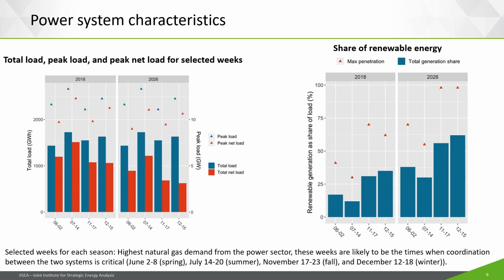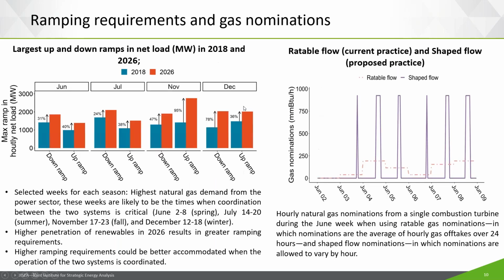You can also see here on the right the share of renewable generation as a percentage of load. And so you can see that this increases quite a bit from that 2018 case to the 2026 case, both in terms of the maximum penetration that we see, so maximum instantaneous penetration in the system, as well as the total energy averaged over that entire week. So we're looking at 2 very different systems here, and we can see that in the results.